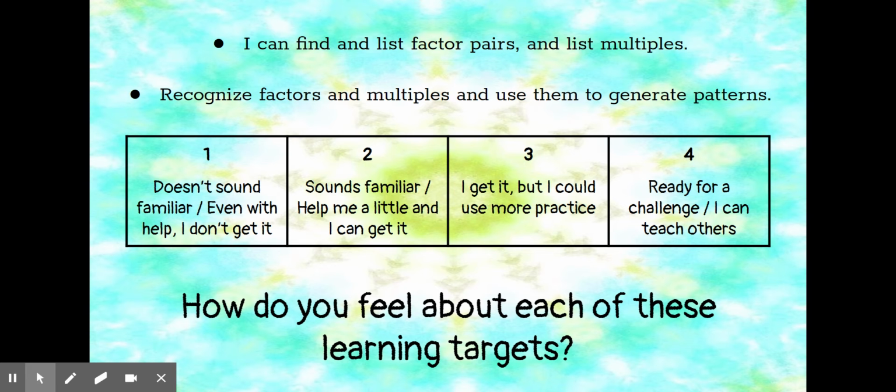As we're thinking about those learning targets, I also want you thinking about where you fit along this learning scale. Are you a 1? Both learning targets I've mentioned don't sound familiar. Are you a 2? Sounds familiar, but you feel like you're going to need a lot of help before you get it. 3, familiar, you get it, but you know you're going to need a little bit of practice to get into the routine? Or are you feeling like you're a 4, you're ready for a challenge, you can teach others? Hopefully, there are a couple of you out there. We might need some help getting some students on board with what we're doing.